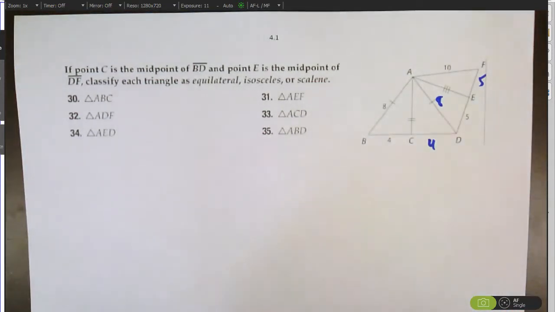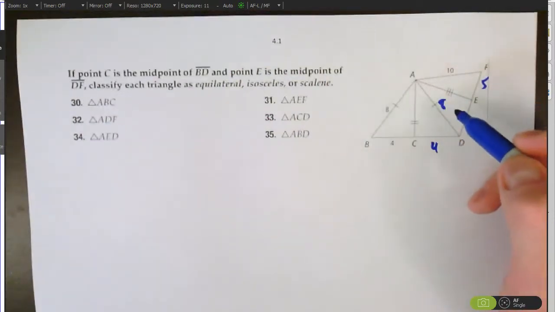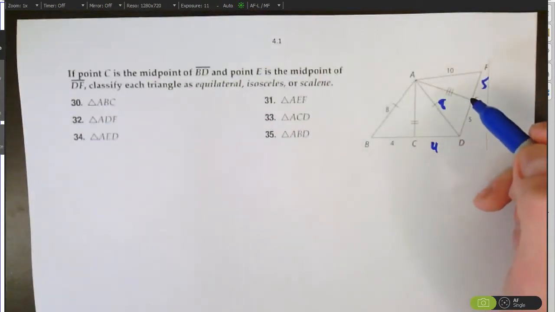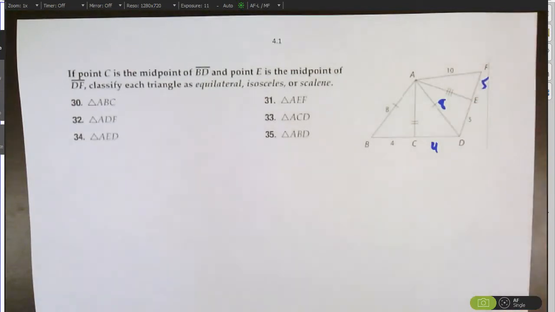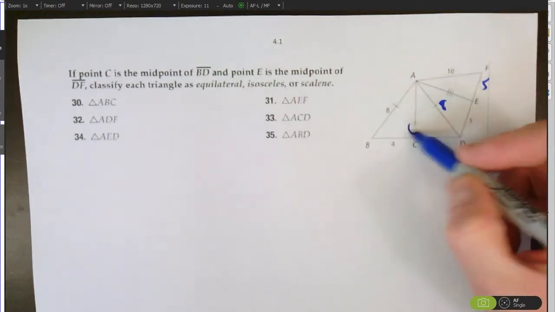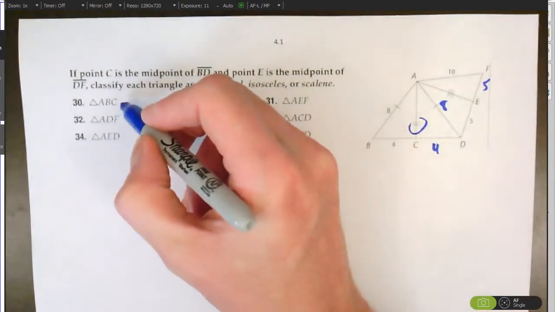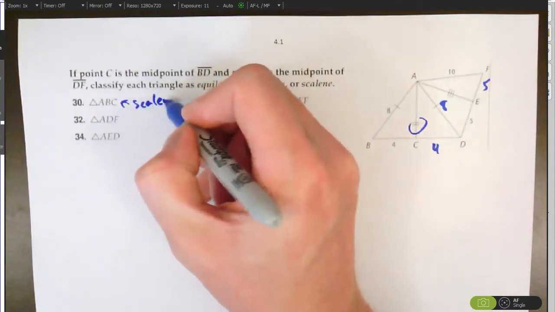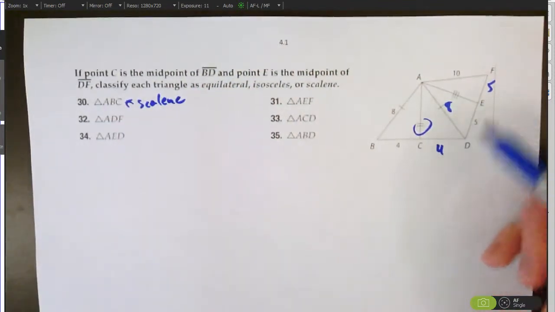All right, so the question is to identify what kind of triangles we have. Well, let's see here. Equilateral, isosceles, or scalene. Well, number one, ABC. We don't have anything to give us about this third side here. So 8, 4, so I'd say that this has to be scalene. We weren't given enough to know what type it has.